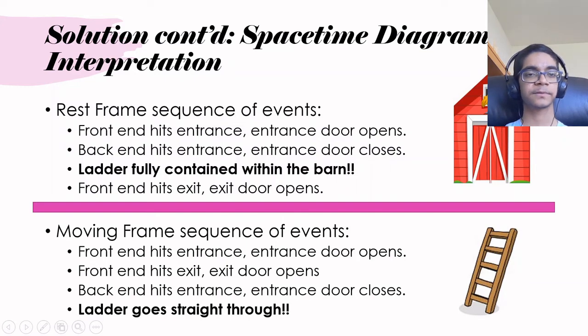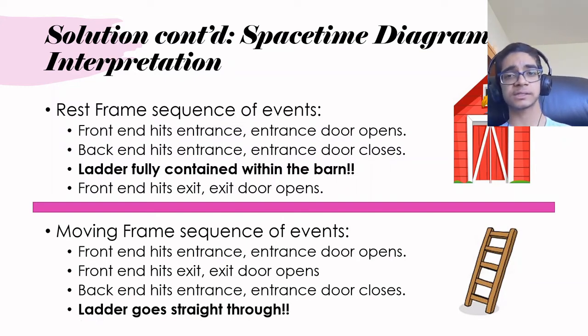So the first two things that we notice, as said before, are that the front end hits the entrance, so that means that the barn doors will open, and then the back end hits the entrance, so the entrance door closes. But at this point, the front end hasn't hit the exit yet. So that means that the exit door is still closed. So the ladder is still completely within the barn. And then the front end afterward, as we said, will hit the exit, so the exit door opens.